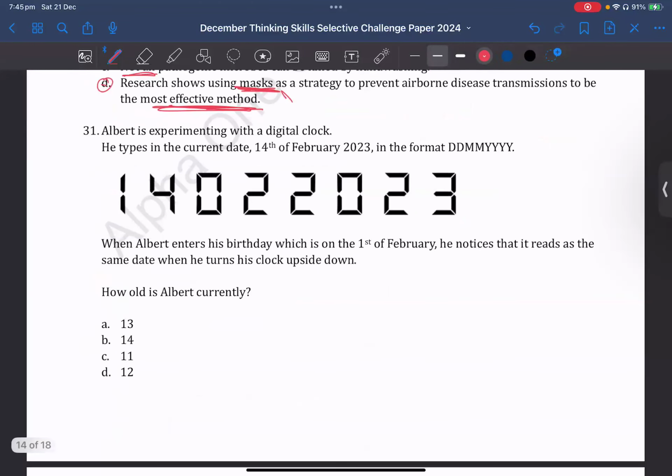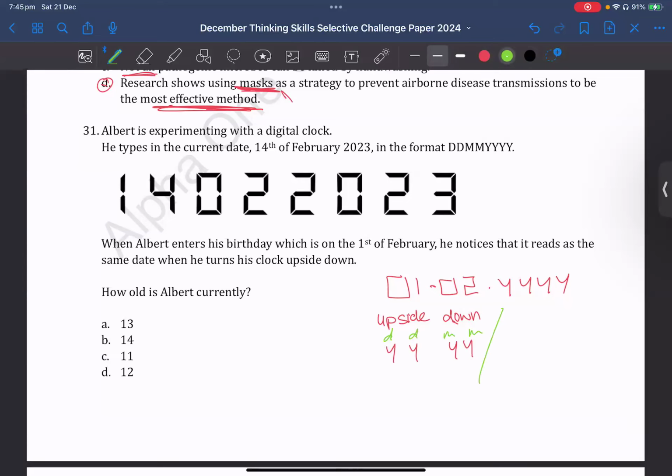So Albert is experimenting with the digital clock, and this is the current date. Now, he's entered the 1st of February. And it's the same date when he turns it upside down. So 01, 02, and then you've got the year. It doesn't really matter. Now, once I turn this upside down, the year doesn't matter what it is. That just becomes your date, month. Date, month. Doesn't really matter.